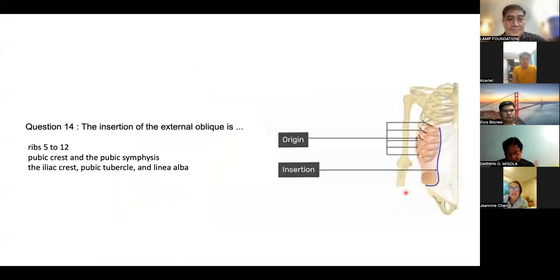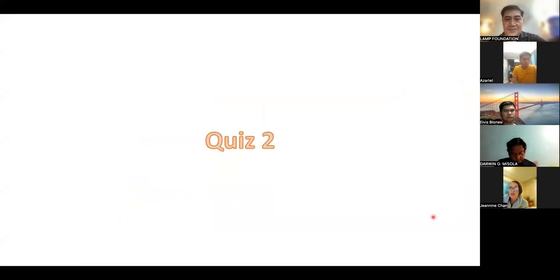The insertion of the external oblique is? Here. The iliac crest, pubic tubercle, and the linea alba. Good. Anterior surfaces of the clavicle and sternum, the superior 6 costal cartilages, and the aponeurosis of the external oblique muscle are the origins of which muscle? The pectoralis major. Congratulations po, Ma'am Janine. And always review your answers.